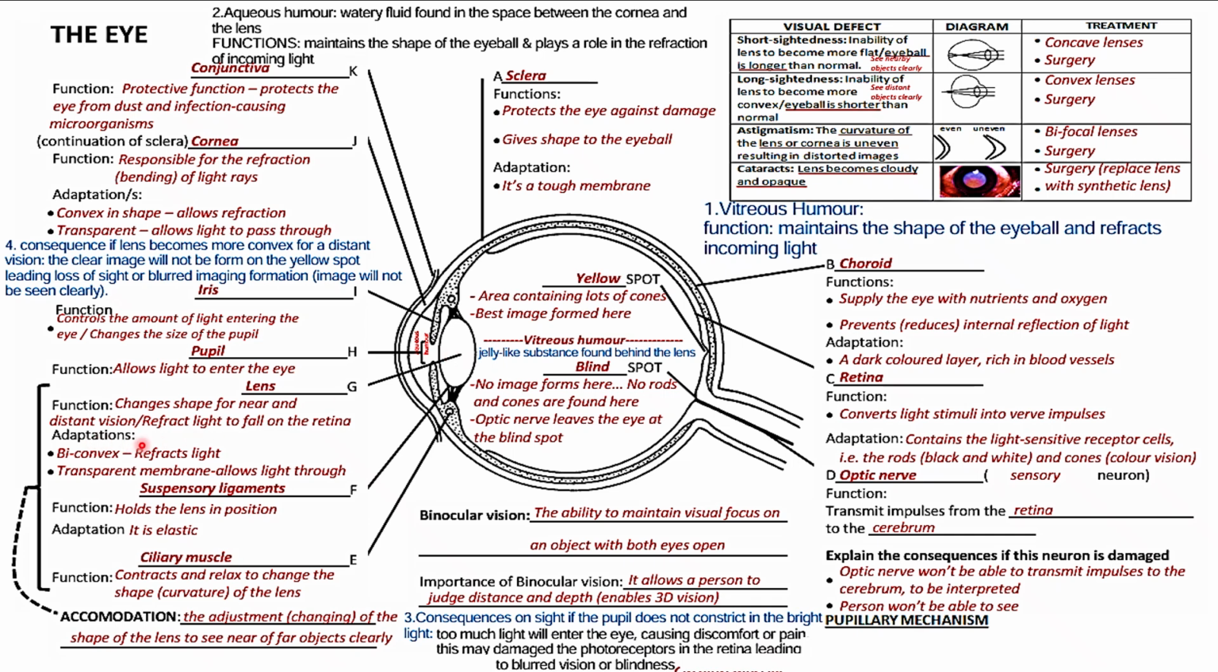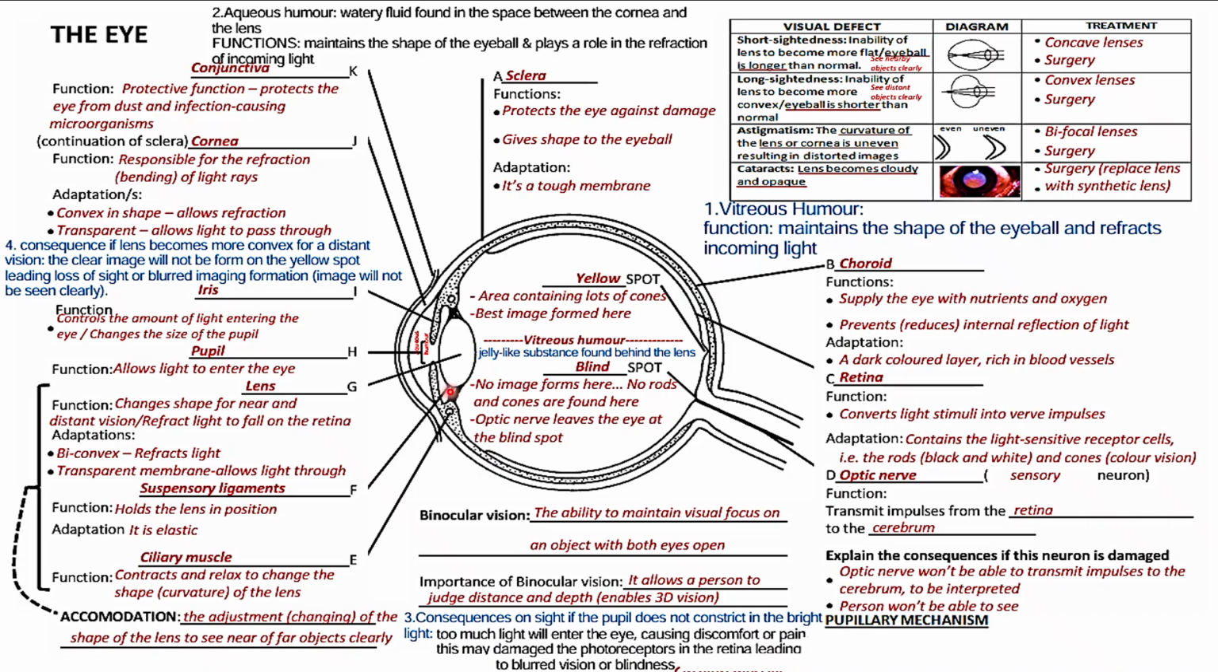And how is it designed? It is biconvex. It has two sides that are curved. Okay, they are curved outwards. Hence, we call it a biconvex lens. And it is biconvex to refract light.